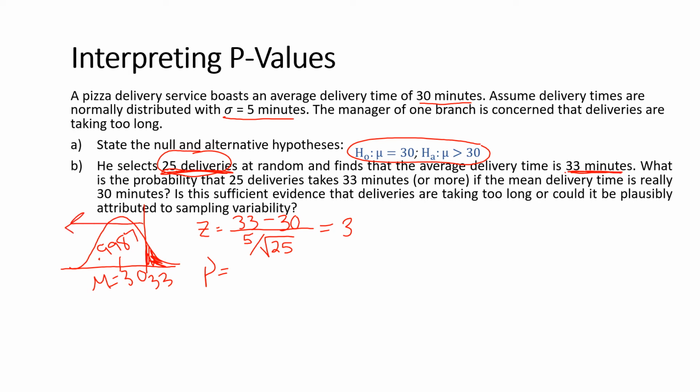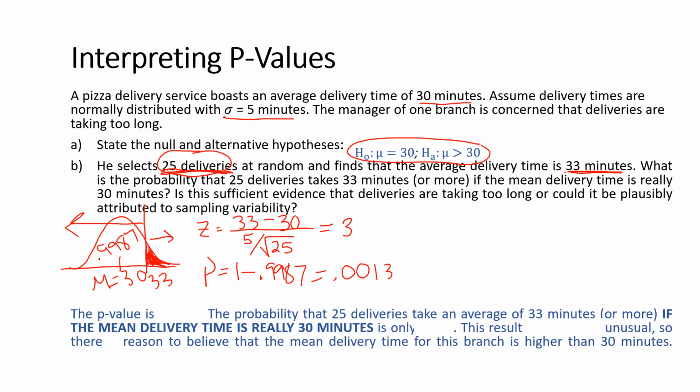Now remember, that probability is from here down, but I wanted to try to prove that the deliveries were taking longer than 30 minutes. So I need from here up. So I'm going to do 1 minus 0.9987, which is 0.0013. That probability, if you had to round that to 1 decimal place, that's 0. If you had to round it to 2 decimal places, that's 0. This is a very, very low probability.